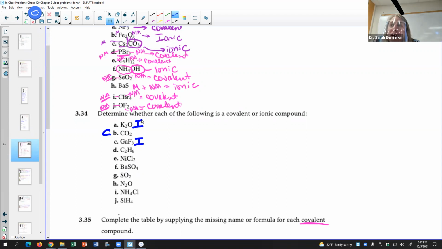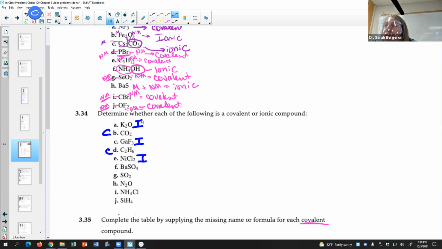C2H6. Carbon is a non-metal. Hydrogen is a non-metal. It must be covalent. NiCl2. Nickel, metal or non-metal? Metal. Chlorine, non-metal. So a metal and a non-metal make an ionic.